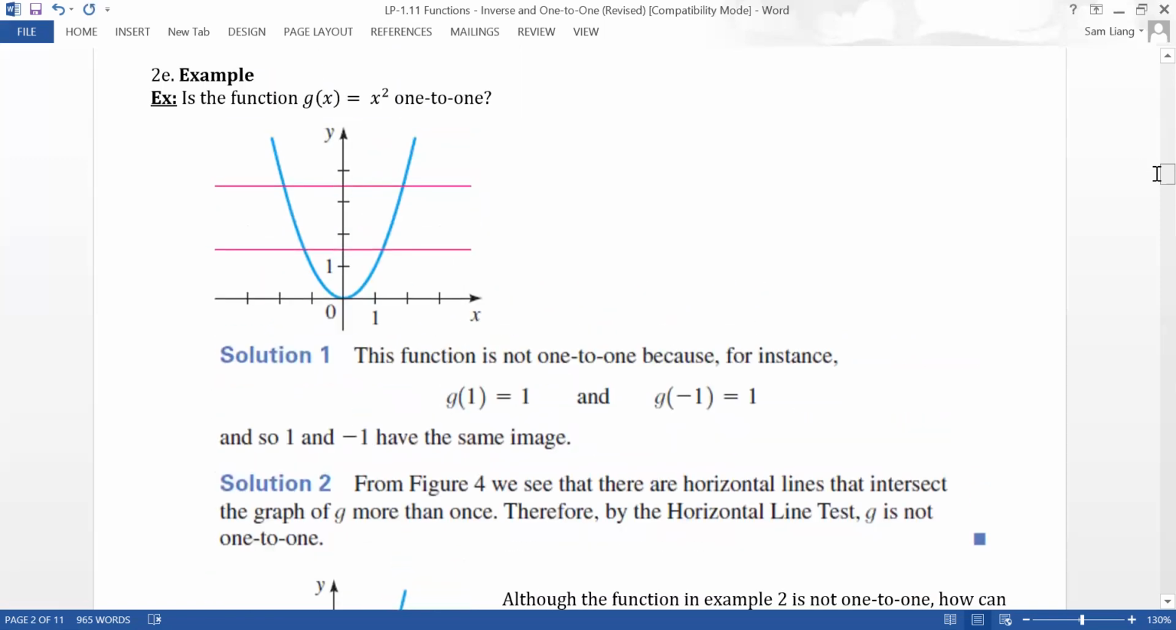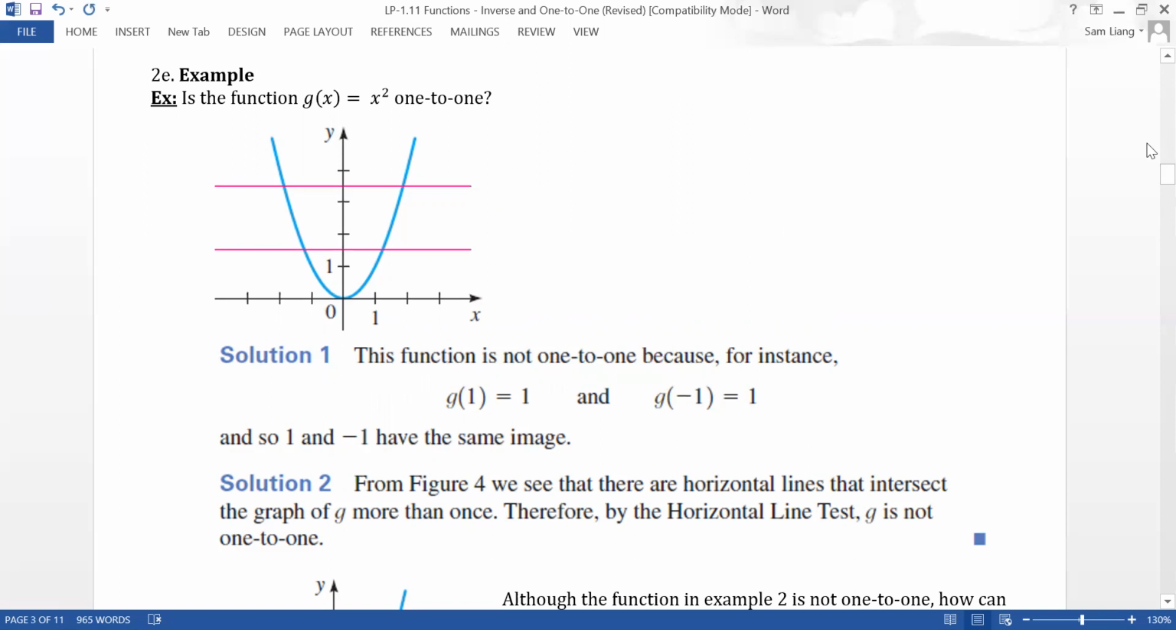All right, x squared. Okay, so x squared, is this one-to-one? So the first type of solution is algebraic, right? This function is not one-to-one because, for instance, g of 1 equals 1 and g of -1 equals 1, right? And so we can see that 1 and -1 have the same image. Okay, image, that's just a fancy word for output.